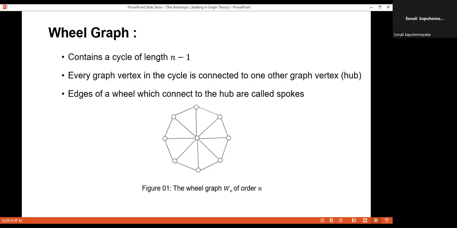So if you look at the wheel graph, as you know, wheel graph of order n is a graph that contains a cycle of length n-1, and for which every graph vertex in the cycle is connected to one other graph vertex, which is known as the hub. The edges of a wheel graph, which connect to the hub, are called spokes. Here you can see a wheel graph of order n.